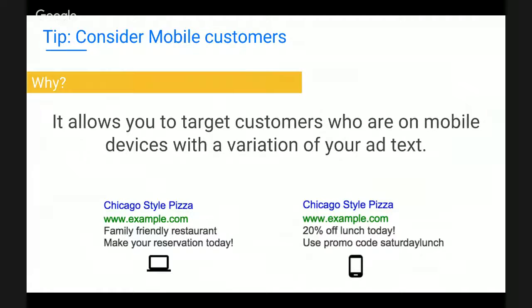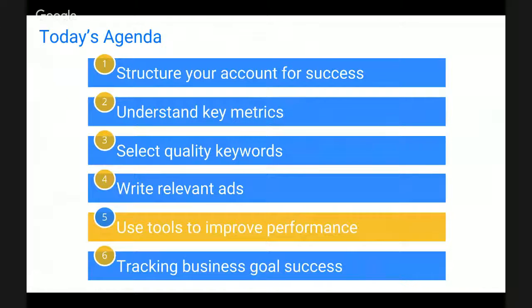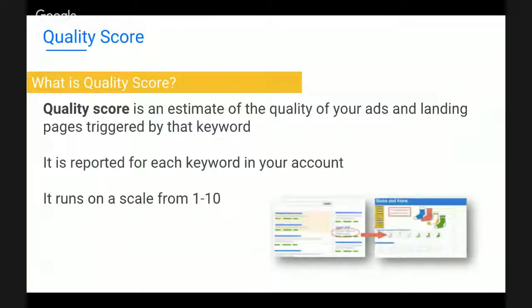Now let's move on to the fifth topic here, which is using tools to improve performance. So far we have looked at your Google AdWords account to understand what the account structure looks like, how exactly you would go about making your keywords and your ads, and various metrics you look at in the account. Now we'll look at certain things which will be pointers for us or provide us actionable insights into how well the account is performing.